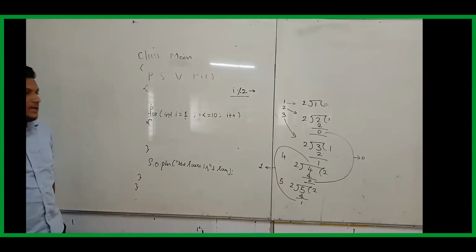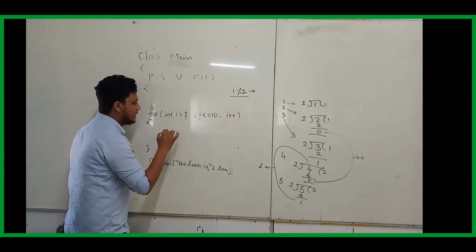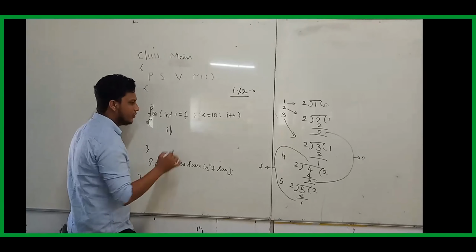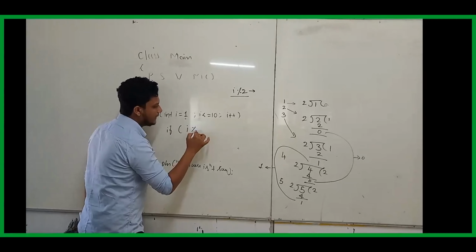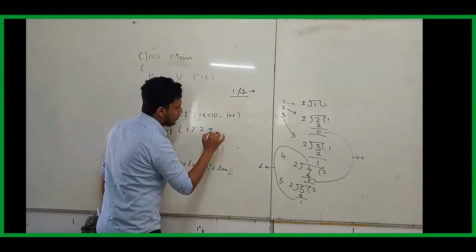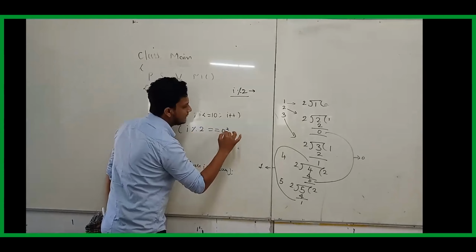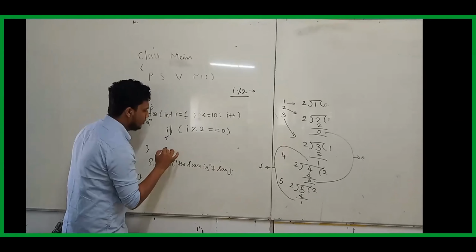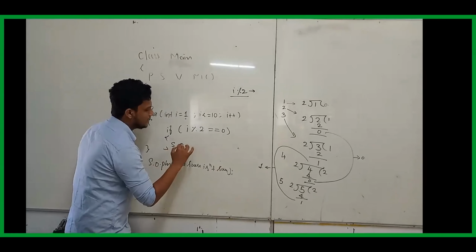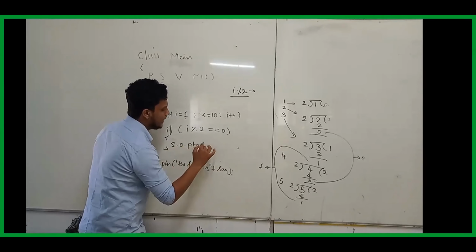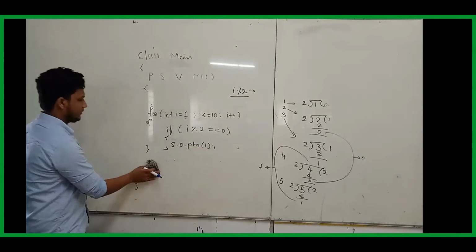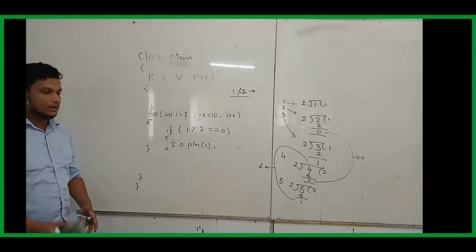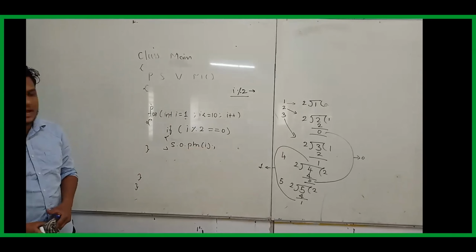Got the clarity? So I'll put a condition here: if whatever the i value is, i % 2 == 0, then you just print that number, System.out.println(i). The earlier print statement is not required, I'll erase this.